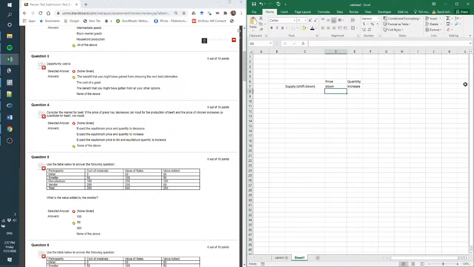All right, now let's look at the demand curve. Our demand curve is going to shift up.